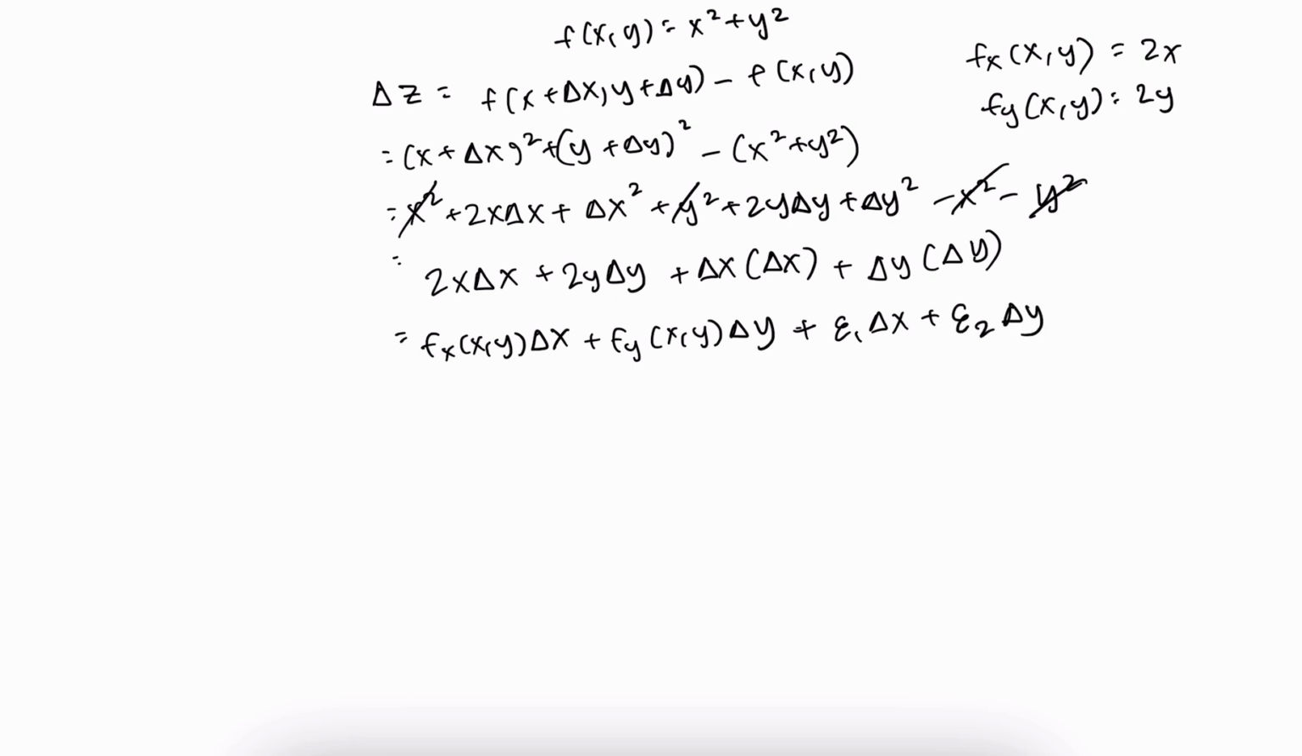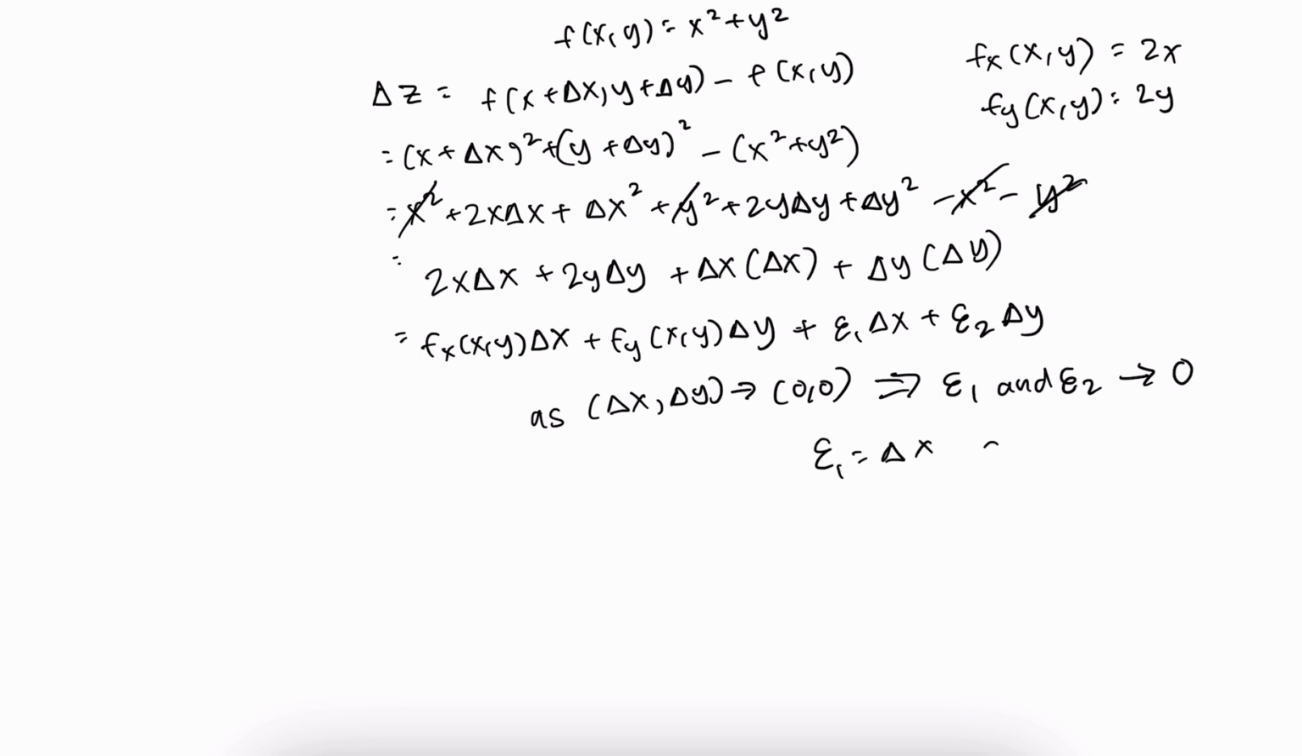And now we just need to show that as delta x and delta y approach 0, epsilon 1 and epsilon 2 would also approach 0. The reason is that epsilon 1 is just delta x and epsilon 2 is just delta y, because over here you can see that. So that just proves that our function is differentiable.